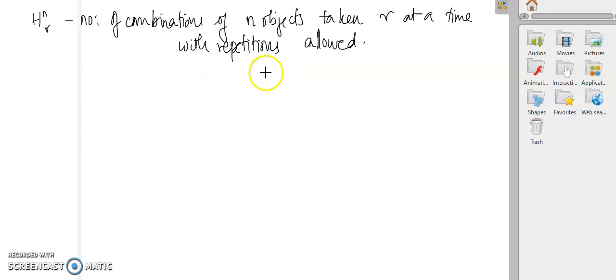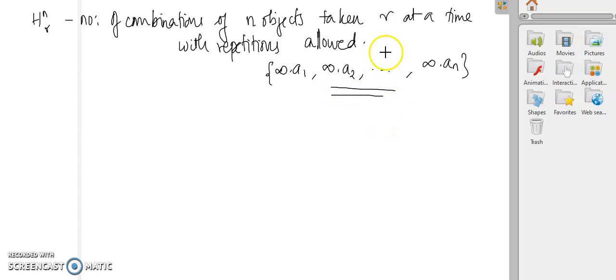Or you will have a multiset of the form infinity dot a1, infinity dot a2, and so on up to infinity dot an. So here you have n objects. Now out of the n objects, you have to choose r objects at a time. So we will look at how many such multi-subsets there are. So given a multiset of this form, the number of r element multi-subsets of this set is the value of HNR.